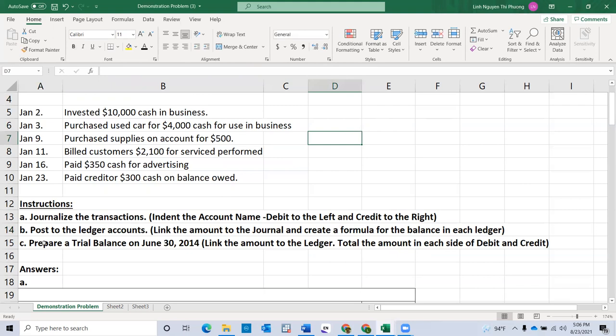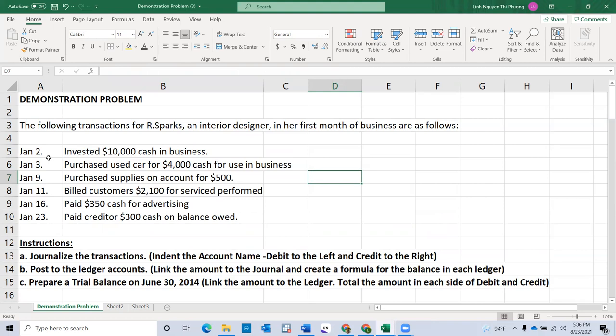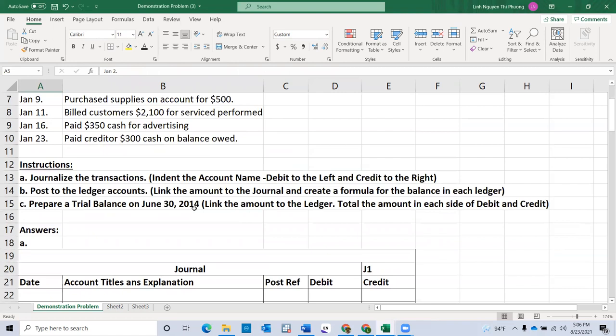And prepare a trial balance on June 30, 2014. Make sure that you link the amount to the lecture and total the amount on each side, debit and credit. Okay, let's do that. So first of all, we need to invest 10,000 cash in business on January 2. So let's write the journal.